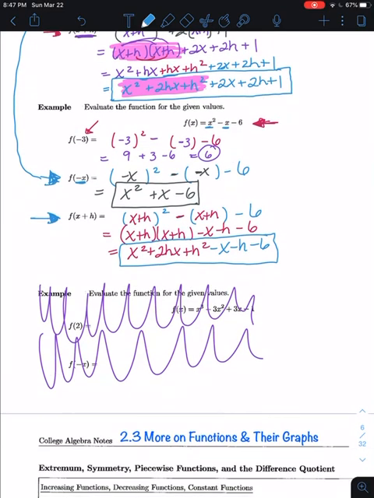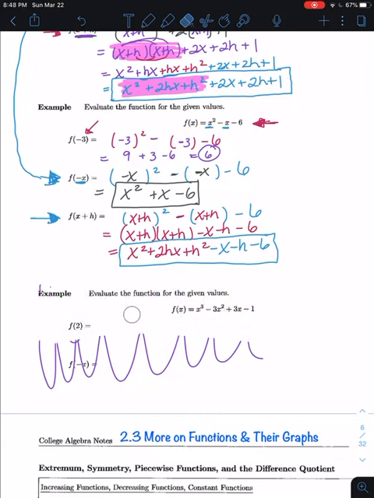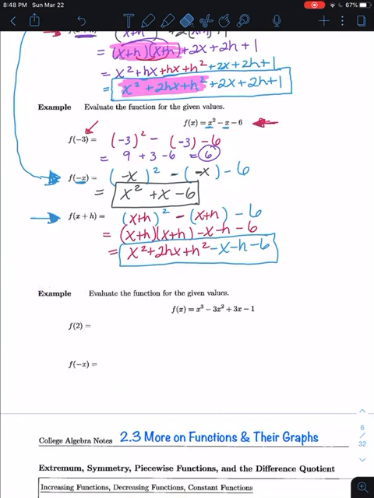And again, I left this example off. Feel free to do this example as some extra practice. But that's it, guys.